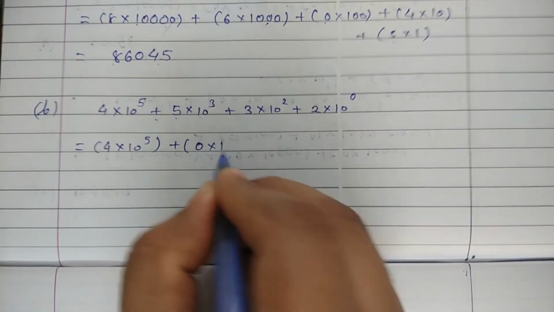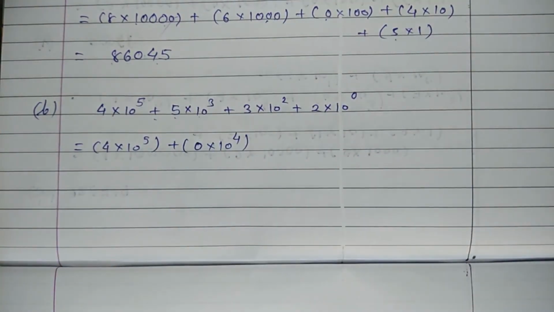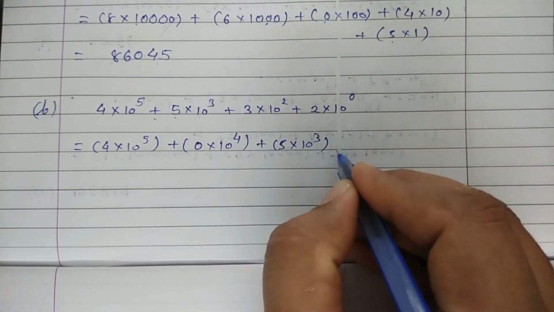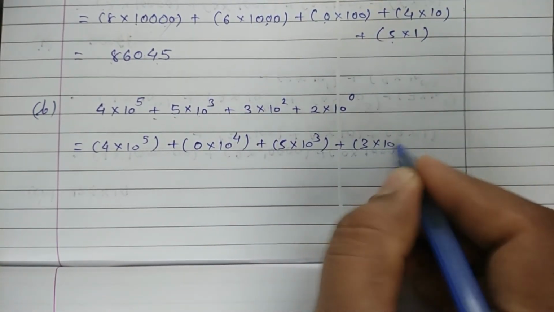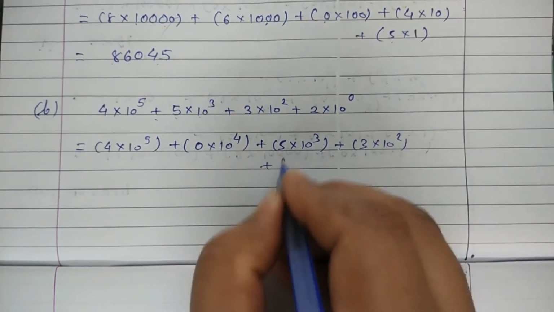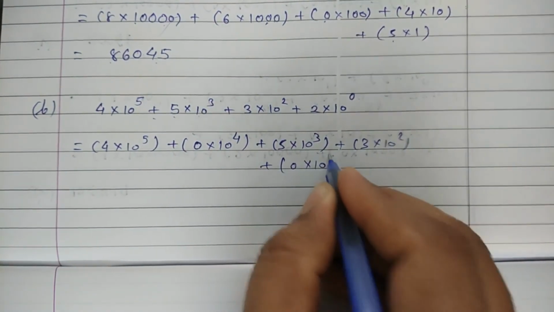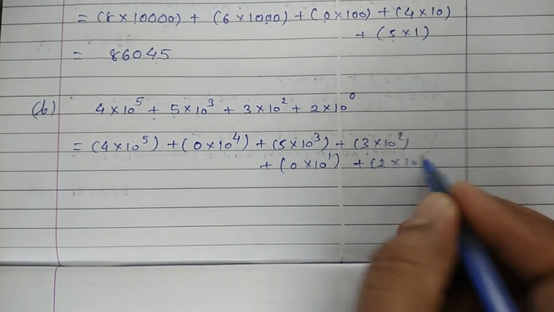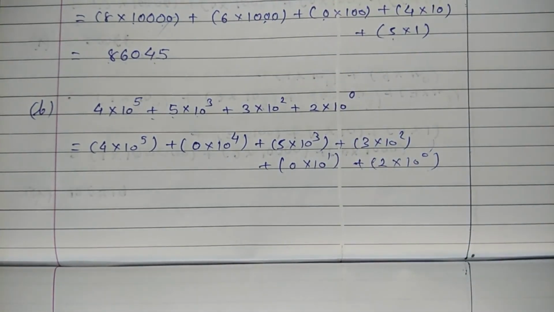0 multiplied by 10 raised to the power 4 plus 5 multiplied by 10 cube plus 3 multiplied by 10 square plus also 10 raised to the power 1 term is not there. That means it is 0 multiplied by 10 raised to the power 1 plus 2 multiplied by 10 raised to the power 0. So first of all we have to arrange these terms this way. Then only we can write this expanded form into number.